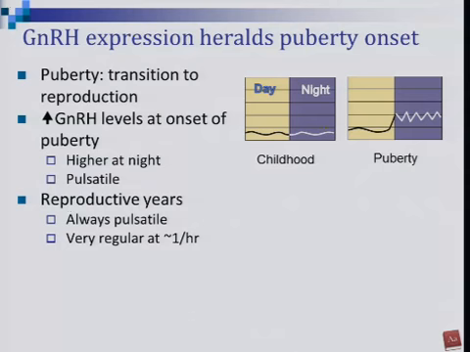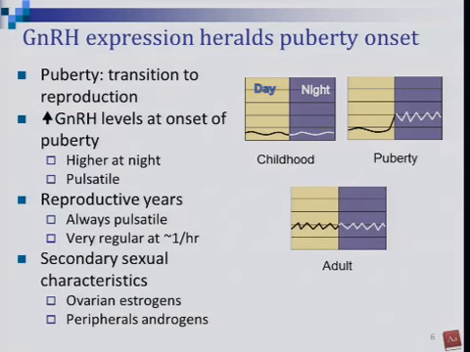During her reproductive years, the pulses even out. They're the same during the day and during the night. And again, they establish this very regular pattern. Okay. Now, in puberty, aside from the gonadotropin-releasing hormone, also ovarian estrogens are synthesized as well as peripheral androgens. And these are responsible for development of secondary sexual characteristics, things like breast development.